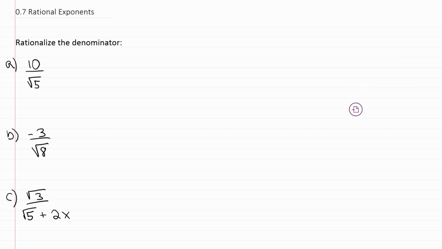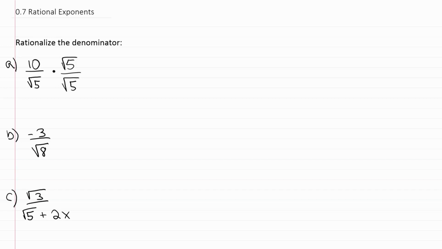All right, in this video, we're discussing how to rationalize the denominator of a rational expression. So looking at this first example, example A, we have 10 over the square root of 5. When they ask you to rationalize a denominator, they're telling you that you want to remove the radicals from the denominator of the fraction. So the way to do that here is going to be to multiply the top and the bottom of the fraction by the same radical you see in the denominator. So you're going to multiply the top and bottom by square root of 5.